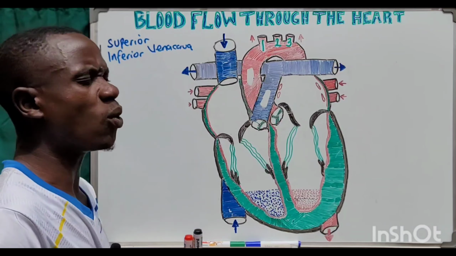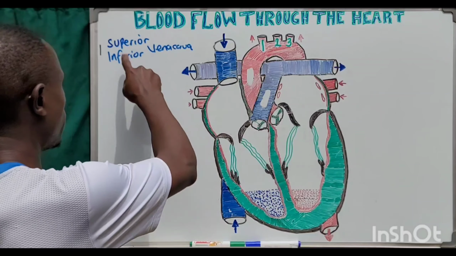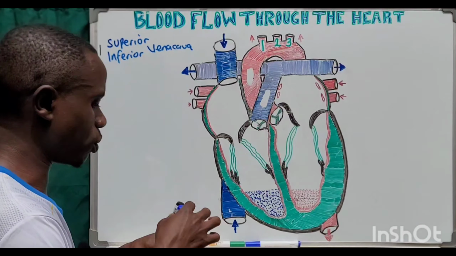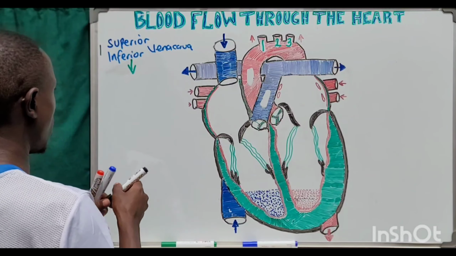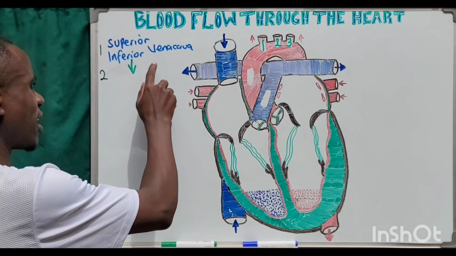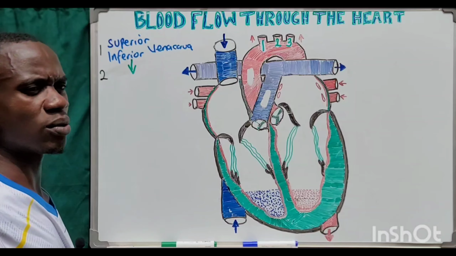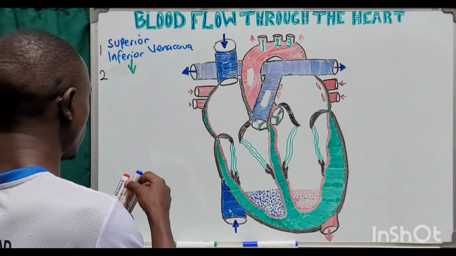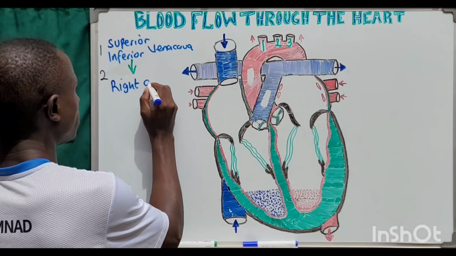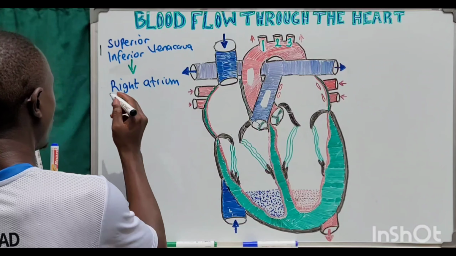That's our first step in the study of blood flow through the heart. All the deoxygenated blood from the superior vena cava and inferior vena cava will converge into step number two. Step number two is that all that deoxygenated blood will enter through this chamber here. You know how this chamber is called? This chamber here is the right atrium. So our second step is the right atrium.